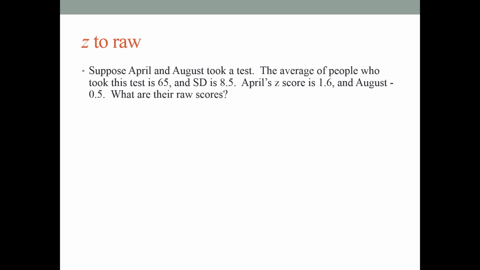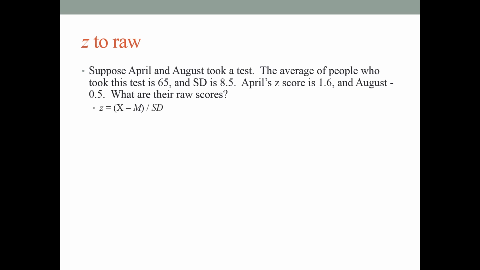So suppose that April and August took the test. The average of people who took this test is 65, standard deviation 8.5. Now April's z-score is 1.6 and August's is negative 0.5. Sorry, the sign should be right here, negative 0.5. So what are the raw scores?